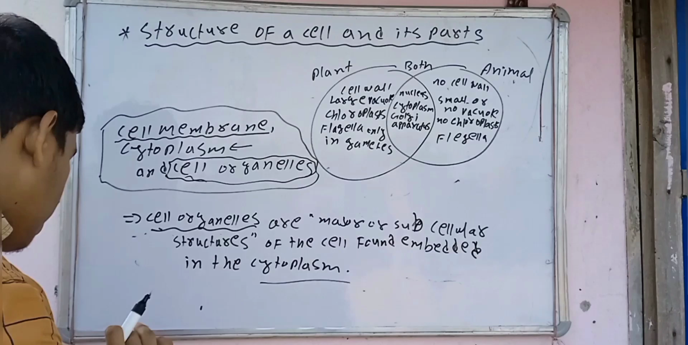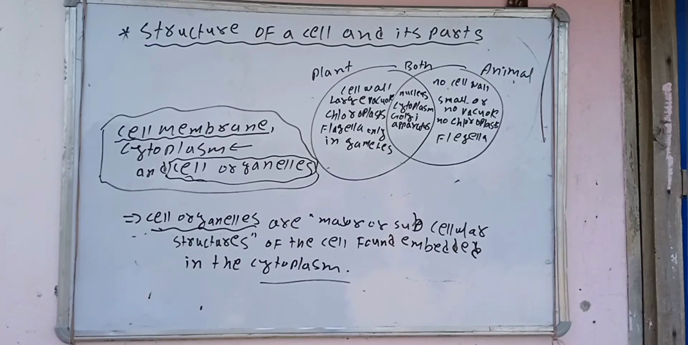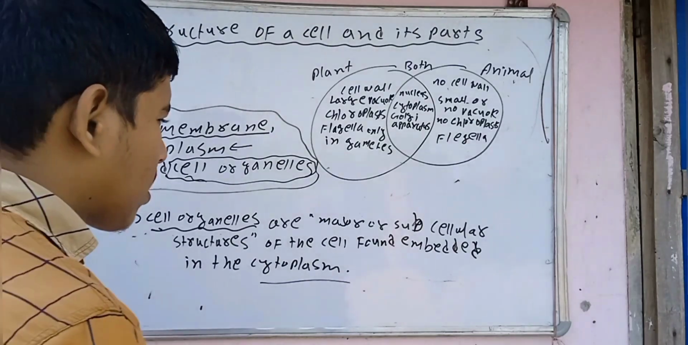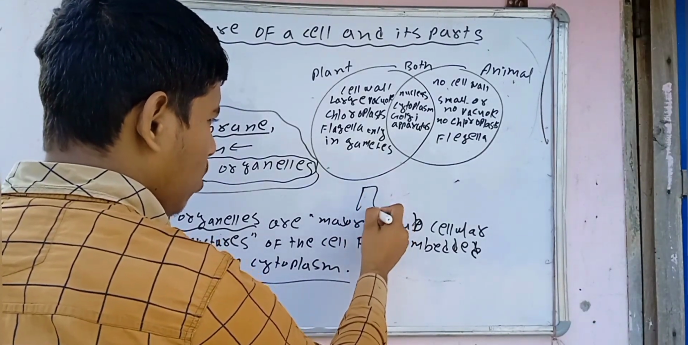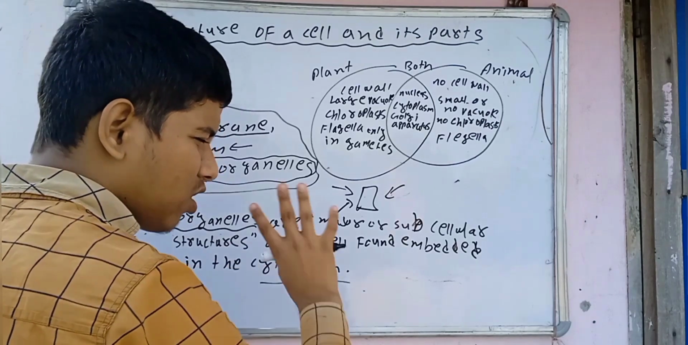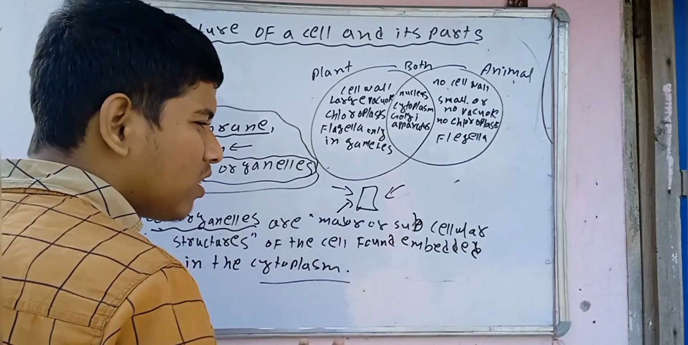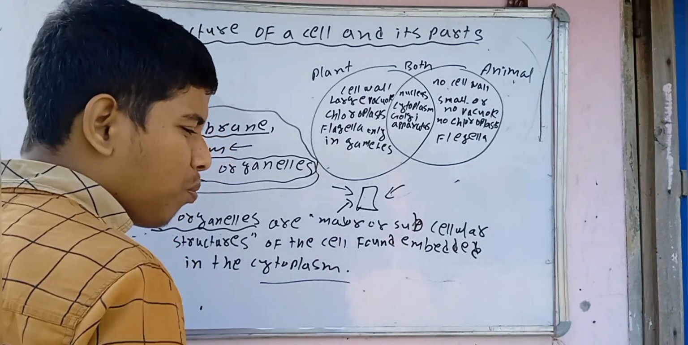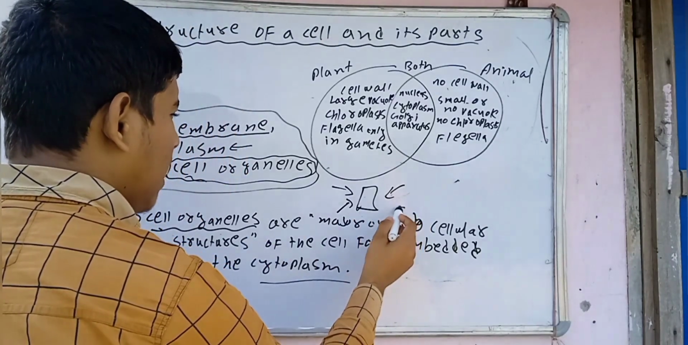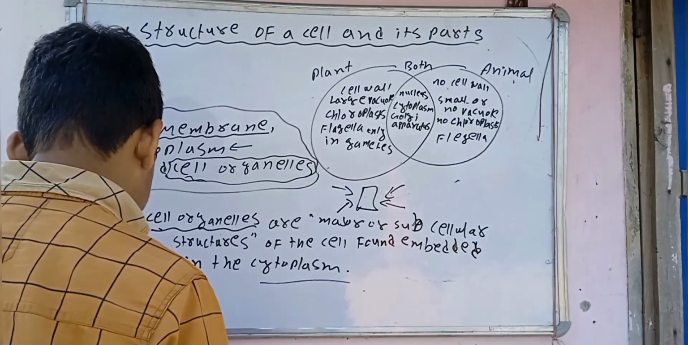Each of the cell organelles has a definite shape, structure and function. They all perform different types of functions in the body of living organisms. Each cell organelle has different functions, different shapes, different structures, right?